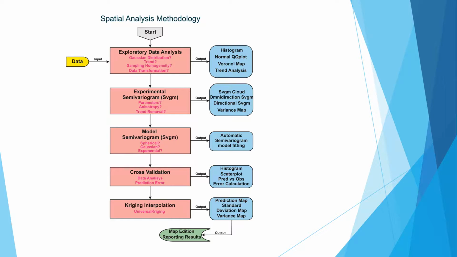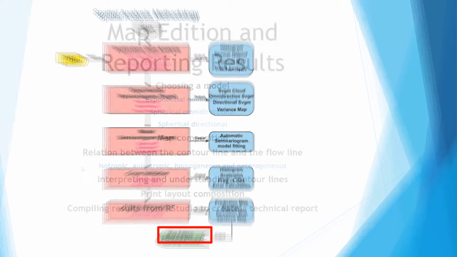In these tutorials, I am going to explain with examples, step by step, the spatial analysis methodology, where I am going to be talking about exploratory data analysis, experimental semivariogram, modeled semivariogram, cross-validation, Kriging interpolation, and also, at the end, we are going to be working with the map edition with QuantumGIS and also reporting results.